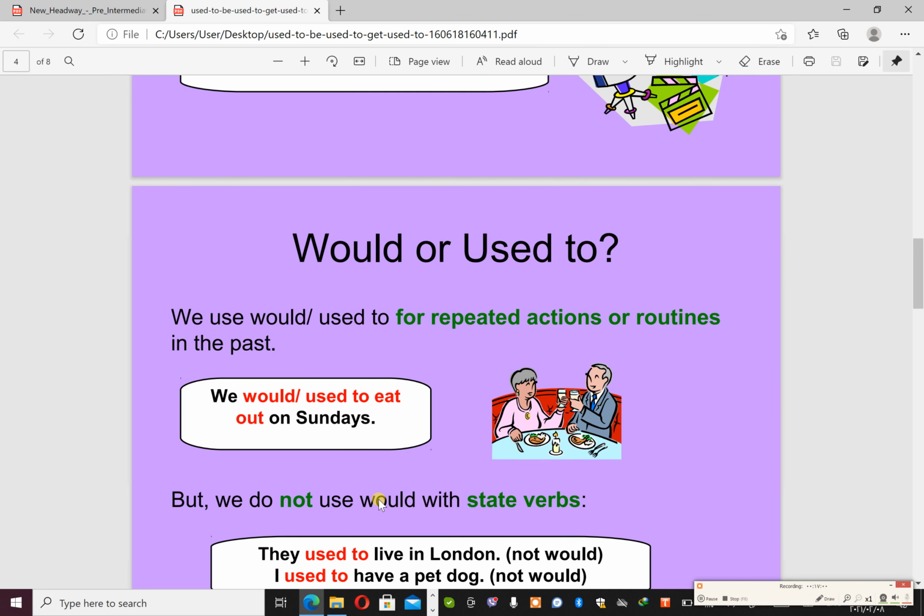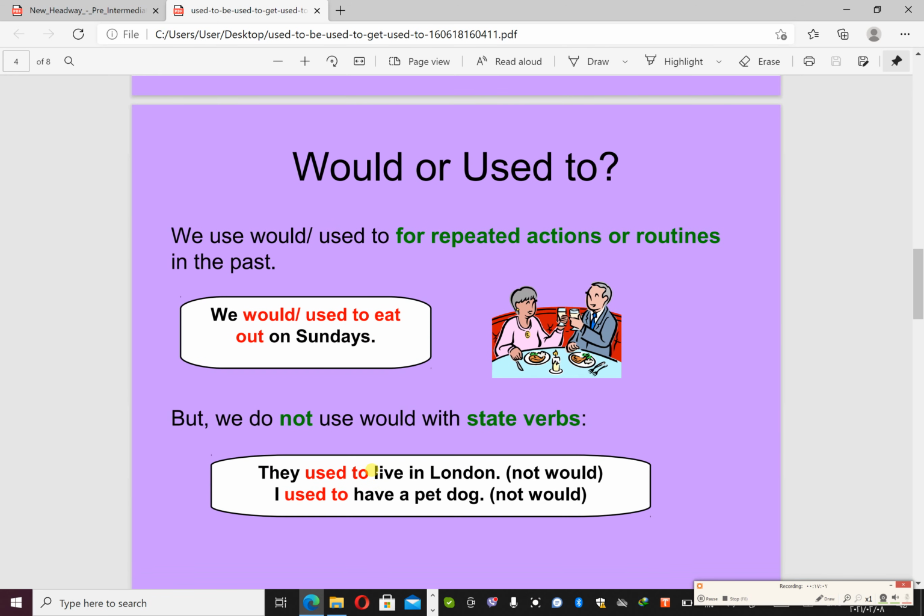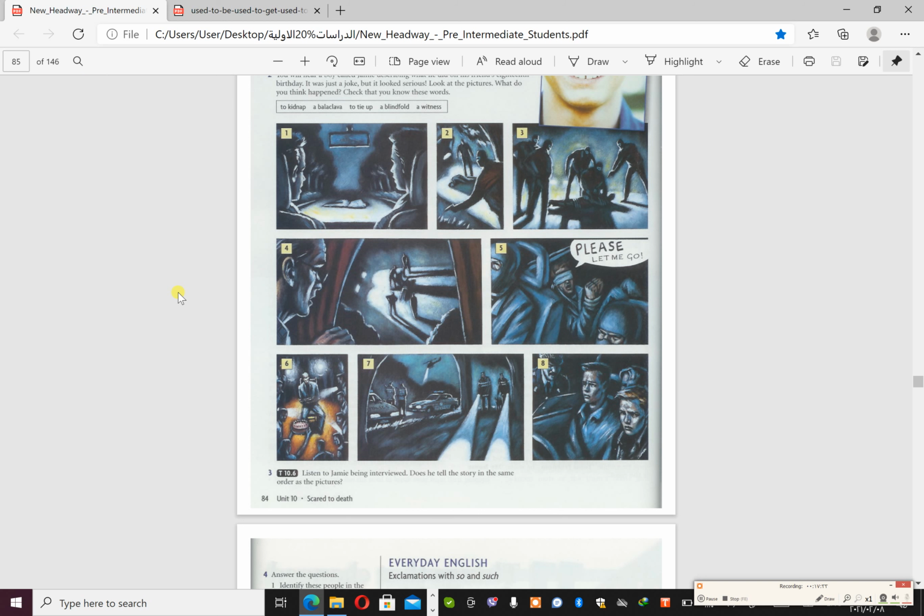Okay, and also I can use would instead of it. For example, we used to eat out on Saturdays, okay, or we would eat out on Saturdays. فهنا نفس المعنى، لكن بمجرد أني أستخدمها to give us the meaning of habit, okay, or state that happened in the past. Okay, this is the difference, how to use used to.